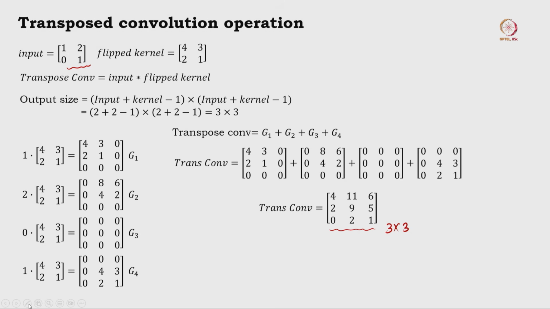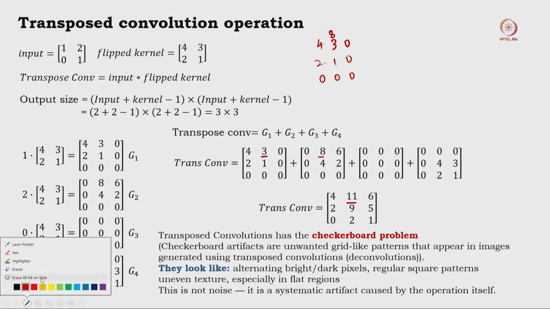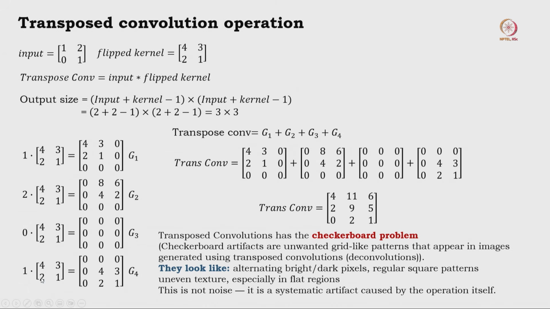There is one drawback of this. What is the drawback? When I was calculating, have you observed, for the first time it was 4 3 0 2 1 0 0 0 0. Second, 4 2s are 8. This 8 is here, so 8 is getting added with the 3. This 8 gets added with this 3, and you got this value. So middle values are getting more visibility again and again. So transposed convolution operation leads to a problem called the checkerboard problem.